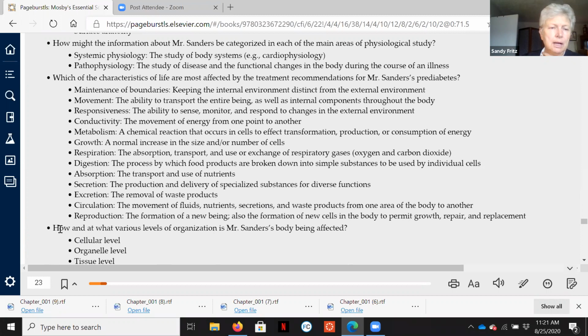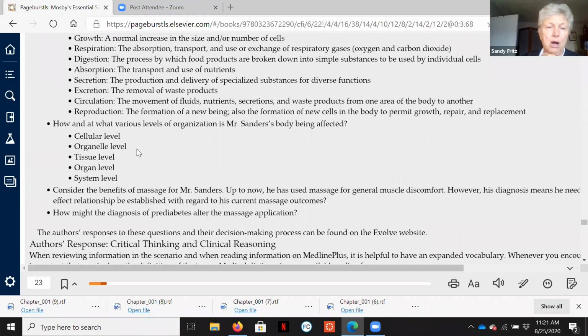And how at various levels of organization is Mr. Sanders' body being affected? Well, all of these. This is beginning at a cellular level. There's something that is then going to be changing in function at an organelle level. The tissue level might show some symptomatic things. Certainly you're going to have changes in the pancreas or an increase in fat distribution. The organ level, where the insulin is produced and the regulation is managed, and then the entire endocrine system itself and how it affects the whole body, because all of these work in conjunction.